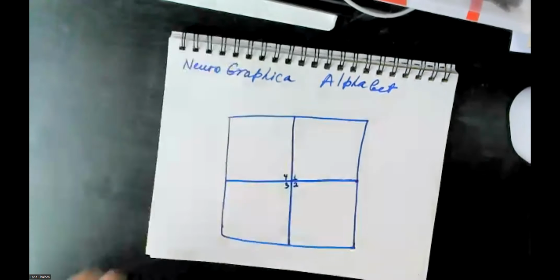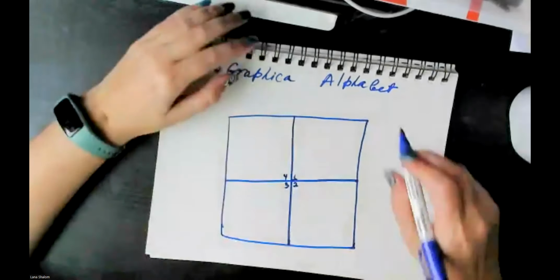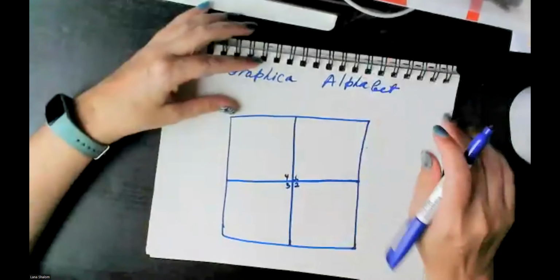I have an actual video where I explain in detail what meta-modern quadrants are. You can watch it. It's called meta-modern quadrants. I'm sure you'll find it.